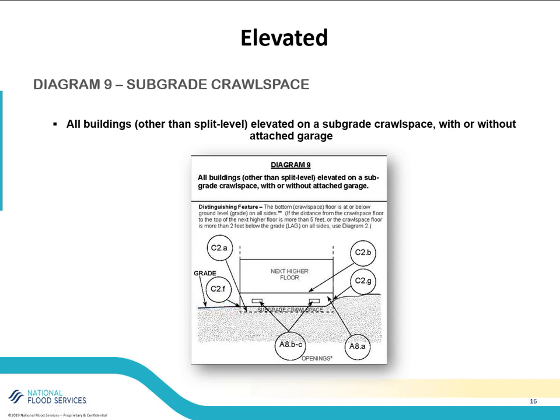What makes this type of structure different from what we just talked about in a diagram 8? Both the diagram 8 and 9 have no more than 5 feet between the top of the bottom floor and the next higher floor. However, in a subgrade crawl space, the bottom floor is no more than 2 feet below ground.